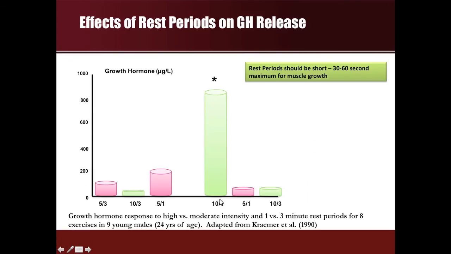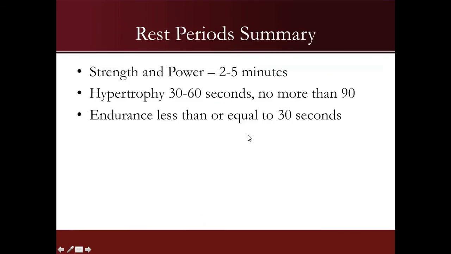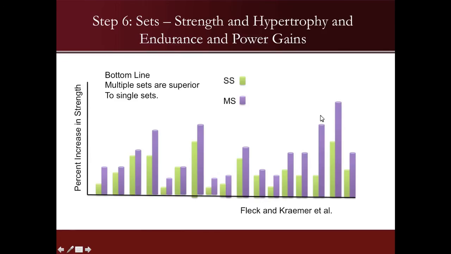For hypertrophy, remember this study by Kramer: 1 minute rest results in the greatest anabolic response when combined with 10 reps as compared to 1 minute rest with 5 RM or 3 minute rest with 10 RM. So again, you have to have the repetitions right, but you can only be resting 60 to 90 seconds. So for strength and power, 2 to 5 minutes, 2 being power. Hypertrophy, 30 to 60 seconds, no more than 90. Endurance, less than or equal to 30 seconds.